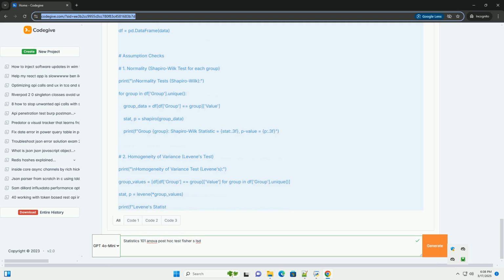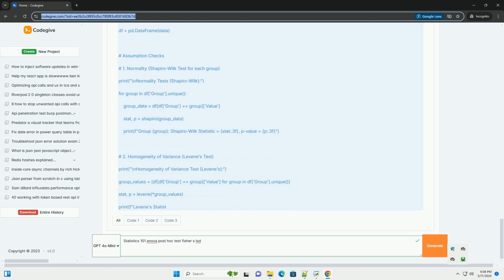Assumptions of ANOVA. Independence: the observations within each group are independent of each other. Normality: the data within each group are approximately normally distributed. ANOVA is fairly robust to violations of normality if the sample sizes are large. Homogeneity of variance, homoscedasticity: the variances of the groups are approximately equal. This is the most critical assumption. Violations can be addressed with transformations or alternative ANOVA methods.